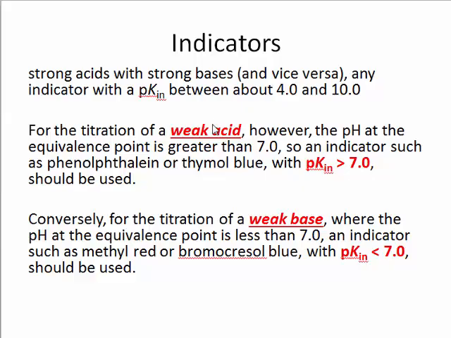If we titrate a weak acid, however, the pH at the equivalence point is greater than 7. So an indicator that changes colors at pH greater than 7, such as phenolphthalein or thymol blue, must be used. If you titrate a weak base, the pH at the equivalence point will be less than 7. You'll have an acidic solution, and you'll want an indicator such as methyl red or bromocresol with a pK less than 7 that changes color for acidic solutions.